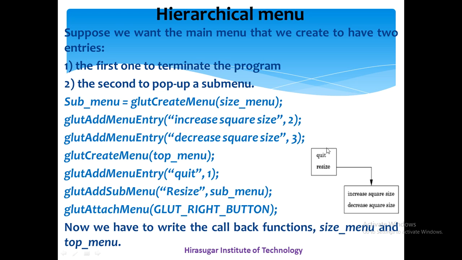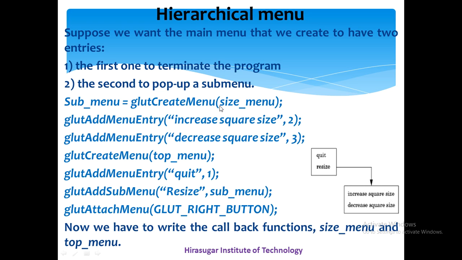Like this you can see, first I have created one main menu. In that the first option is quit, then next is resize. For this resize I am creating a sub menu. I will go to the first option, first I will get quit, then next resize. If I keep resize, after resize it has to show increase the square size, decrease the square size. These are sub options for this resize. Now I am creating this, right?